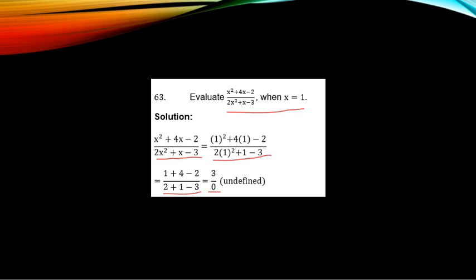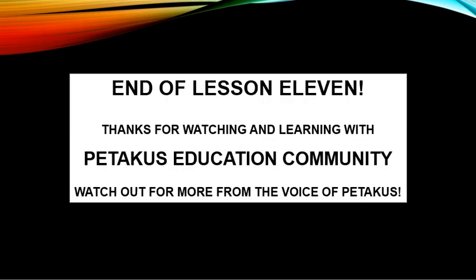And you must know that 3 over 0 is undefined because you cannot divide anything by 0. I'm sure if this question were to be objective, you will see one of the options as undefined. So don't be afraid to tick it because your steps, your procedures, they are correct. They are correct, okay? End of lesson 11.